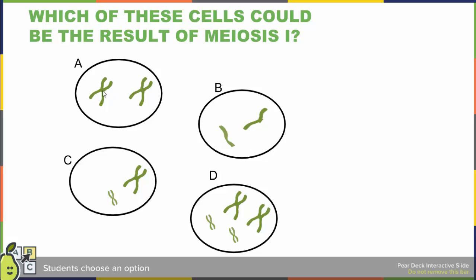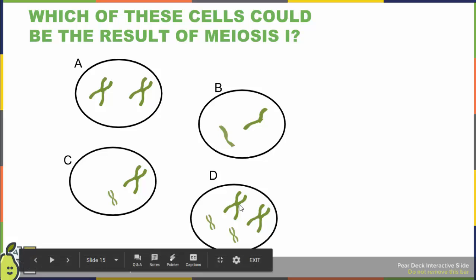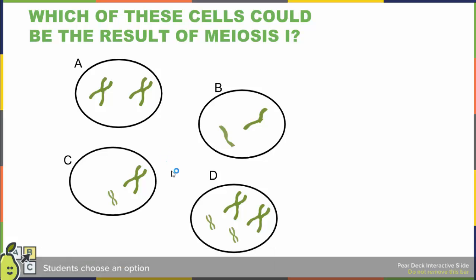So A, both these look like big X's. So those big ones did not get separated. In B, they're single strands, they're single chromatids, but they both look long to me. So again, they did not get separated. D, we can see that we clearly have 2 of the long chromosomes and 2 of the short ones, so that didn't separate them. However, C down here, we only have 1 version of long and 1 version of short. So C could be the result of meiosis 1. Homologous chromosomes have been separated.